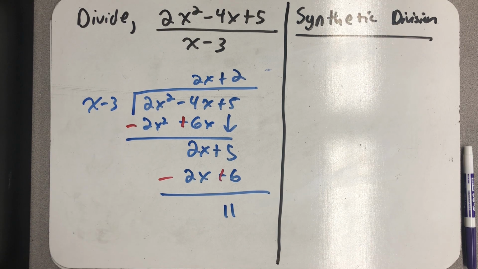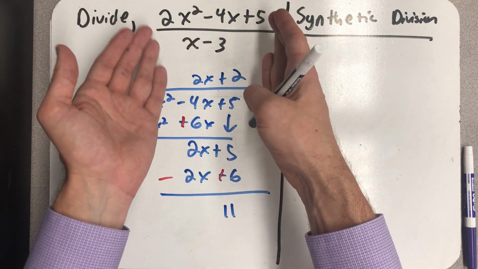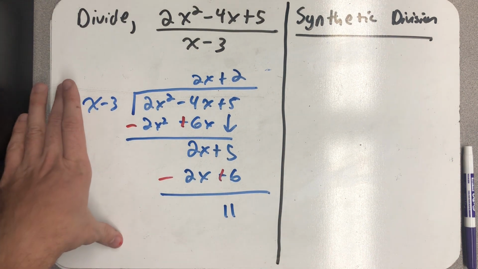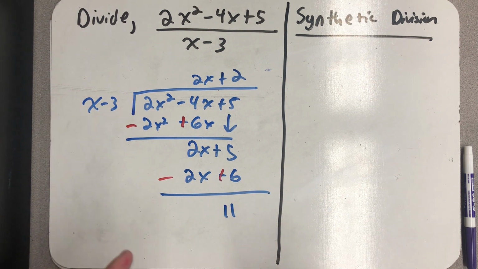I'd like to do an example of synthetic division. The process is written in your textbook, and I hope you've already watched the instructional video on getting started with synthetic division. I wanted to synthetically divide 2x squared minus 4x plus 5 by x minus 3. The reason I want to do that is that in our last video we did it using long division, and I want to compare the two processes.